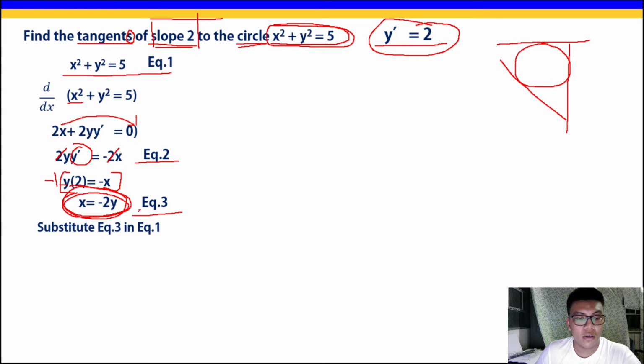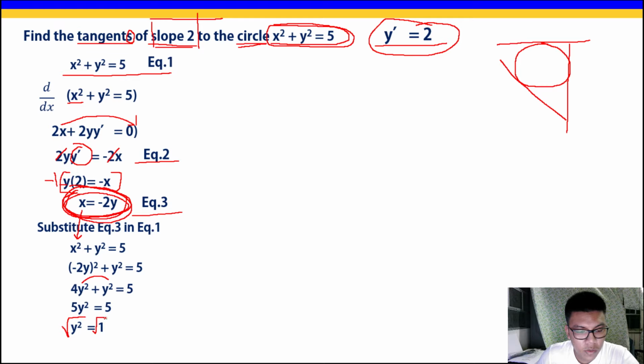So, we have negative 2y squared plus y squared is equal to 5. So, we have 4y squared plus y squared is equal to 5. Solving, we have 5y squared is equal to 5. Pag pinag-add, di ba? 5y squared tayo. Dividing both sides by 5, we have y squared is equal to 1. Okay? So, nakakita na, no? So, y squared is equal to 1. Now, getting the square root of both sides, we have y is equal to positive or negative 1.